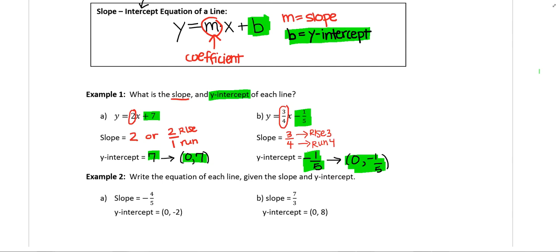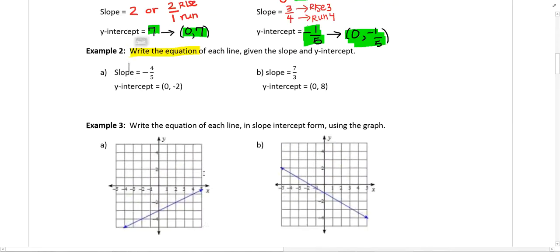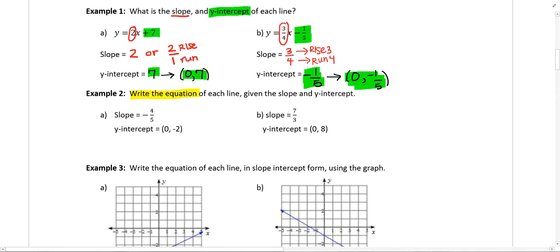All right, let's go the other direction now. This time they're giving us some information, and we have to write the equation. So this time we're writing the equation of the line, given the slope and the y-intercept. Okay, so here we're given the slope of -4/5. That is your m. And right here they're giving us a point as a y-intercept. This number right here is your b. So just plug it in.